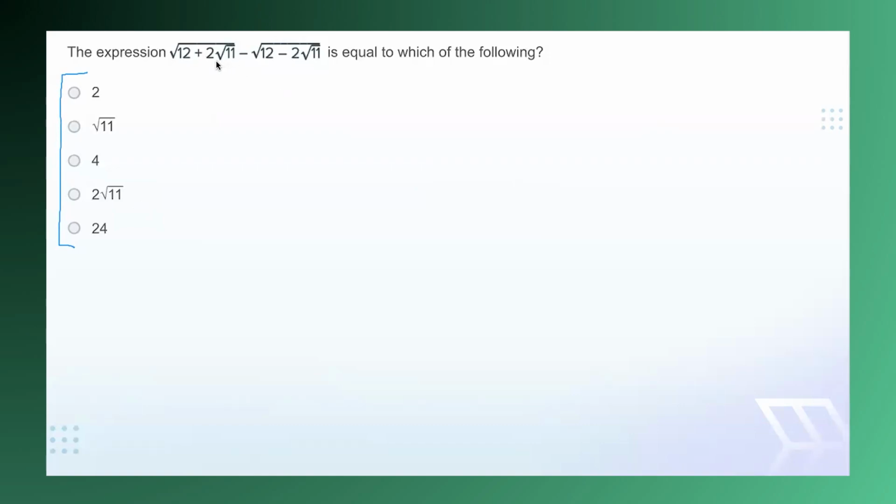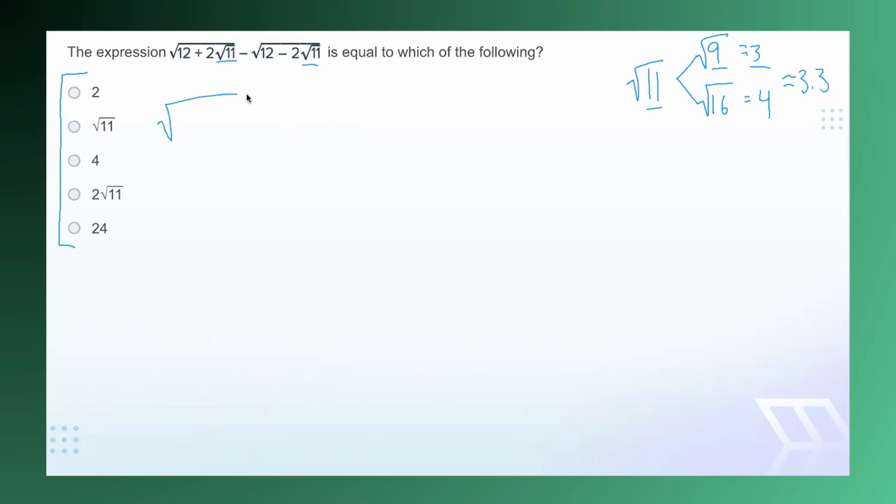All right, first step is going to be approximating root 11. Now, the closest perfect squares to 11 are going to be 9 and 16, which means that the closest integers to root 11 are going to be root 9 and root 16, or 3 and 4. Now, 11 is much closer to 9 than it is to 16, which means that root 11 is going to be quite a bit closer to 3 than it is to 4. So I'm going to go ahead and estimate root 11 at 3.3.